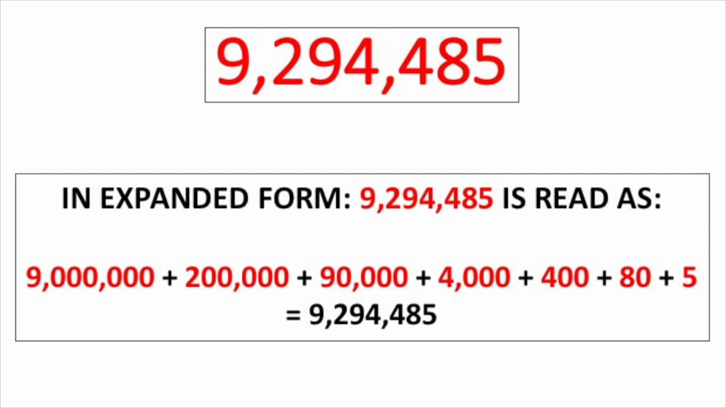So we can say 9,294,485 is read as. Okay, so let's read together. What do we have first? How many millions? 9 million plus 200,000 plus 90,000 plus 4,000 plus 400 plus 80 plus 5 equals 9,294,485. Wow, guys, that's brilliant.